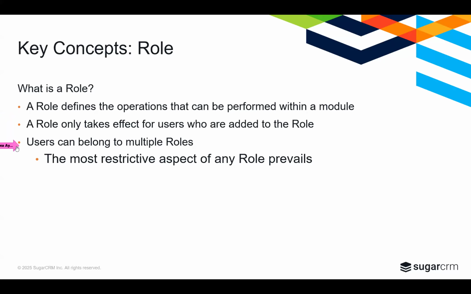Okay. And what I mean by that is that, let's say one role says you can edit an account, and that same user is in another role that says you cannot edit an account. No one in that role could. So what Sugar's going to do is combine all those roles into one access control page, and that page is then going to be, because the most restrictive prevails, that they won't be able to edit an account. Okay, because one of the roles they're in restricts it.